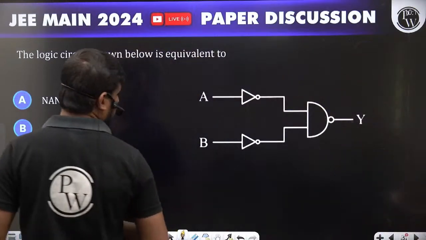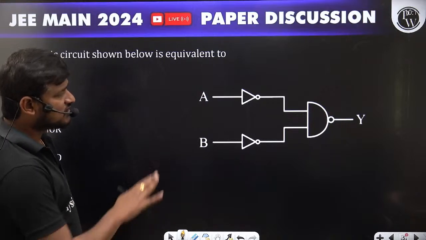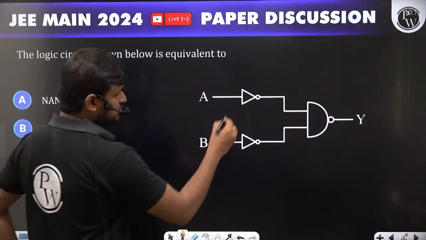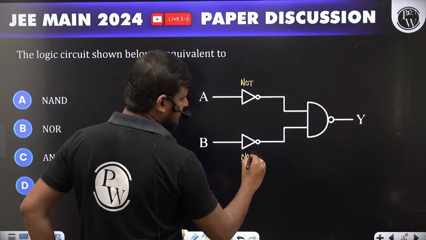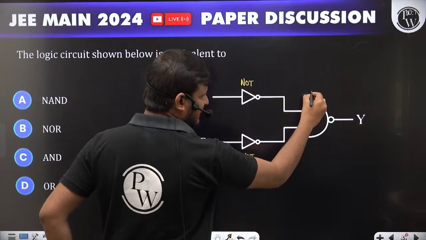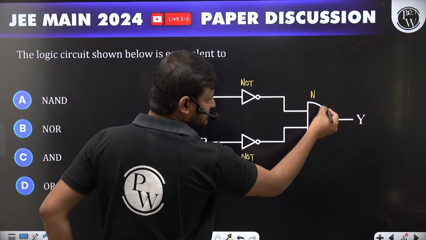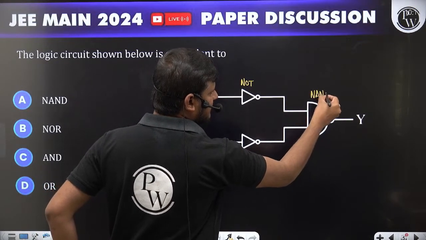Chalo. So analyze this circuit first. What are the different gates that are given? This is the NOT gate, and this is also the NOT gate, and this is NAND gate. This is AND and this is NOT. So overall it's a NAND gate.